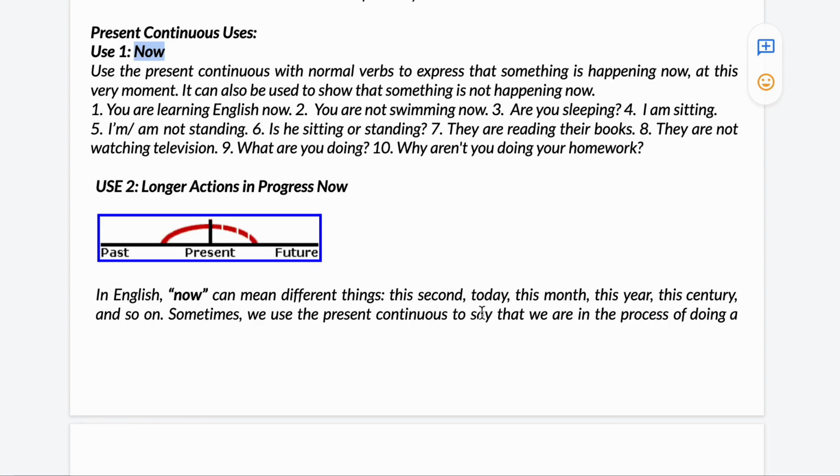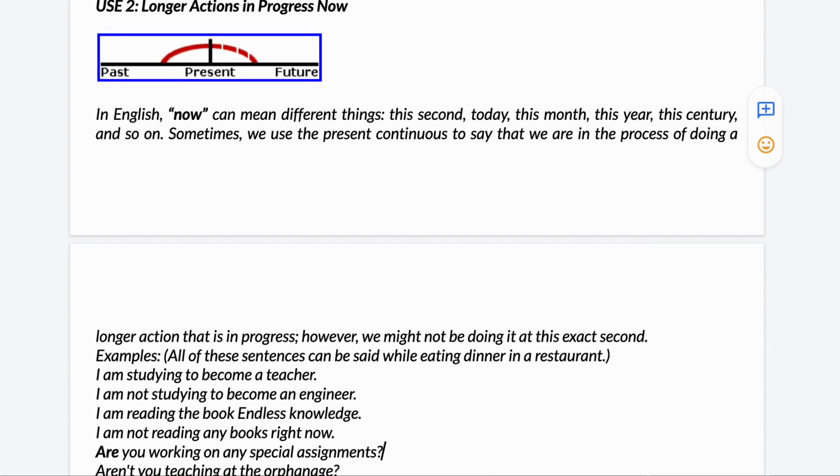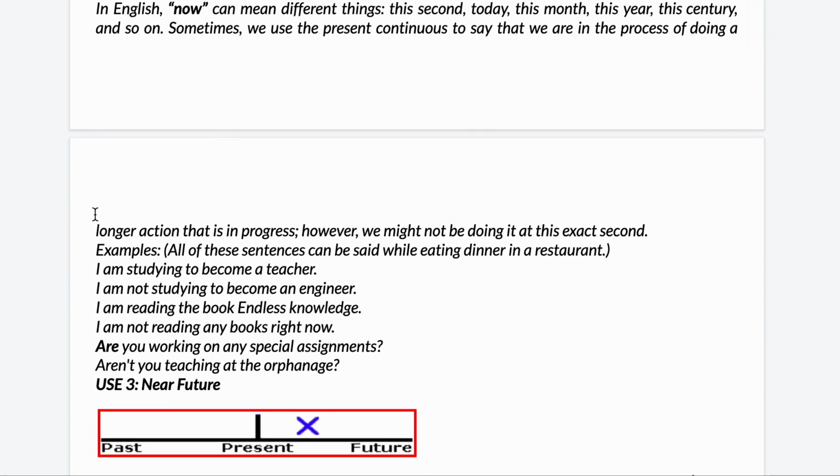Now can mean this minute, today, this month, this year, this century, and so on. Sometimes we use the present continuous to say that we are in the process of doing something. So use number 2 is describing something which is happening over a longer action or time, or an action which is in progress. However, we might not be doing that at the exact second. The first use was for now, and for longer actions we also use present continuous, but it doesn't necessarily mean that as we speak we're doing that action.